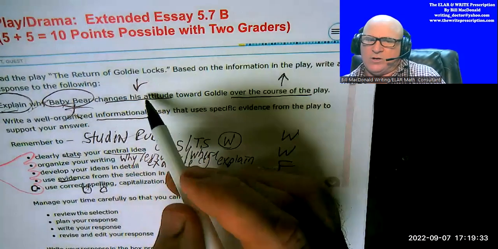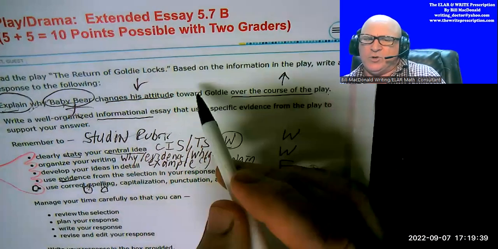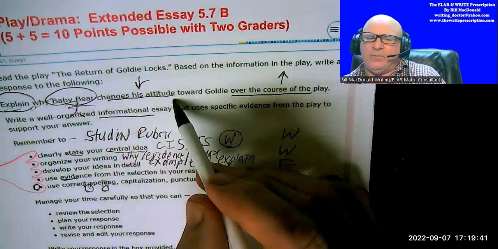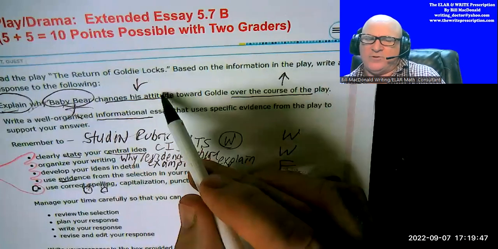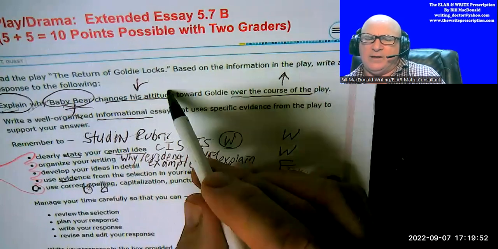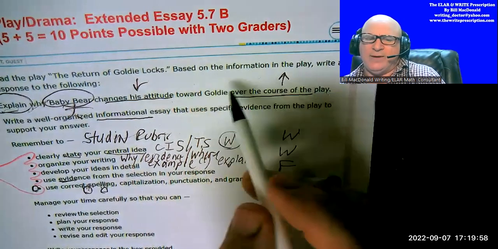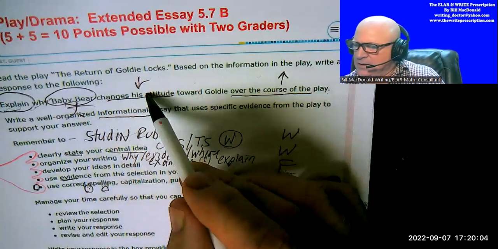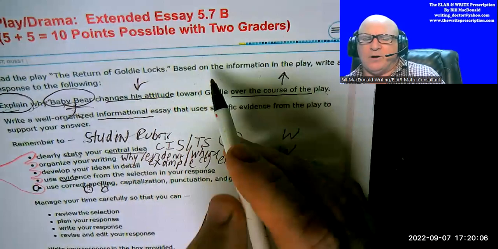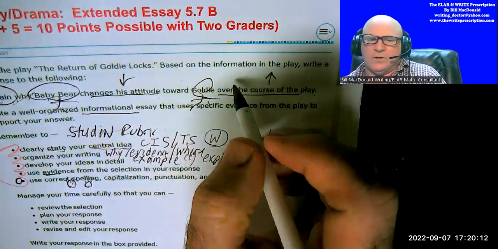in this case, it doesn't have a question mark, because what they're asking you is 2 parts, I need to be able to talk about the before and the after, the beginning, the middle, and the end, the introduction, the body, and the conclusion. How does Baby Bear change from negative to positive towards Goldie, the other character that's part of the question, over the course of the play? Okay, so here we go.